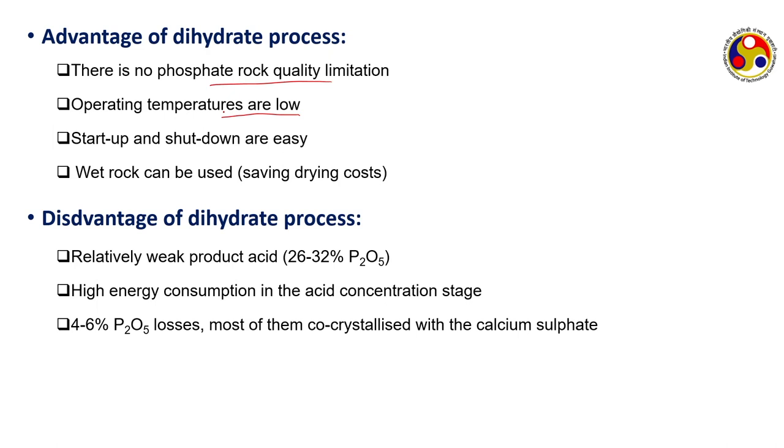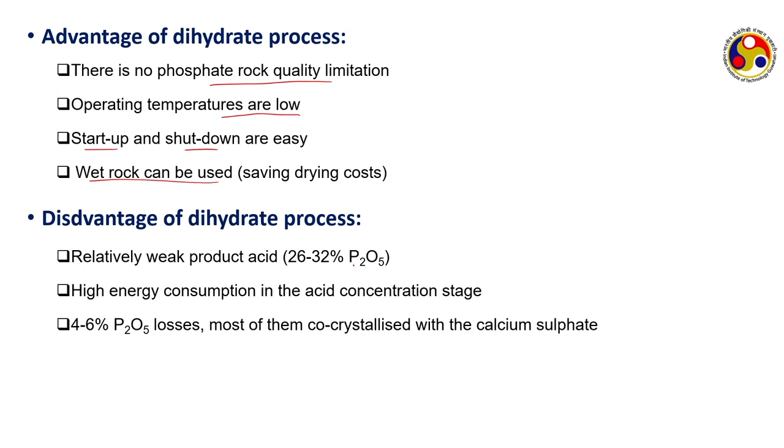Operating temperatures are pretty low here. Startup and shutdown of the plant are easy. Even wet rock can be used, so you don't need to dry the ore before you send it to the plant. So these are the four advantages.